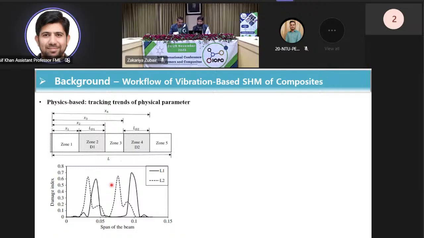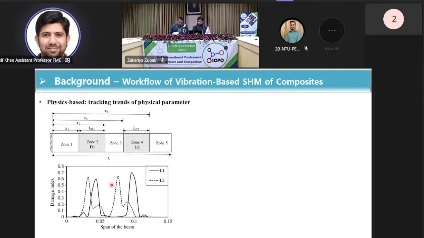Again, we can also work on some statistical features, and based on those statistical features, we can come up with some visual-based method, which will show us if the cluster is occupying this specific space in my two-dimensional plot, then that's the healthy state. If the cluster location gets changed, then that's basically a different damage state of the structure. However, these conventional approaches suffer from some limitations.